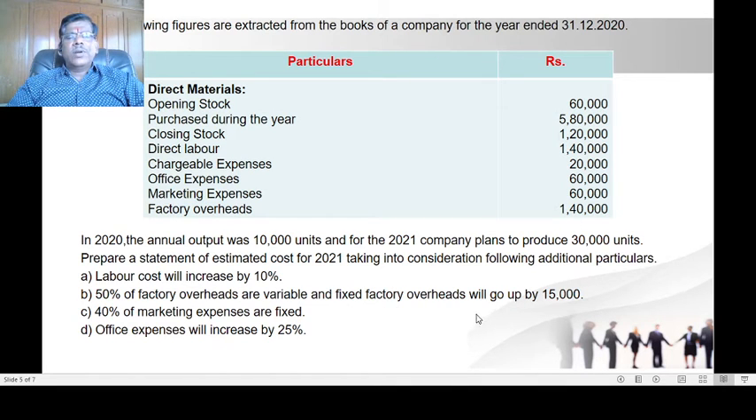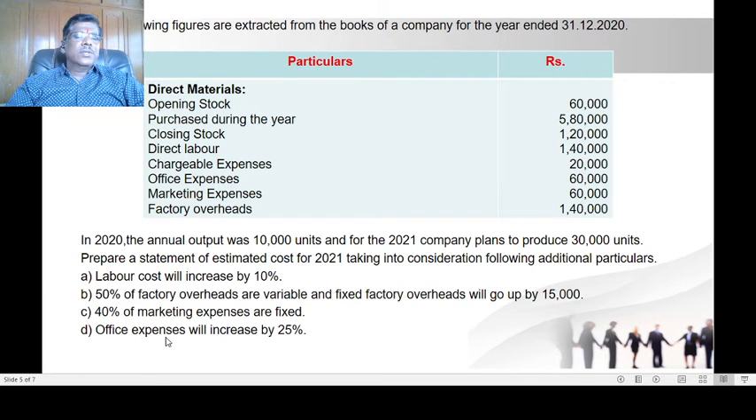Then fixed factory overheads will go up by 15,000. Means that 70,000 is fixed in nature, plus 15,000, totally 85,000 is the fixed cost in the year 2021. Then 40% of marketing expenses are fixed. Marketing expenses of 60,000 is there, out of which 40% is fixed in nature. The remaining 60% is variable in nature. Then accordingly you have to prepare.